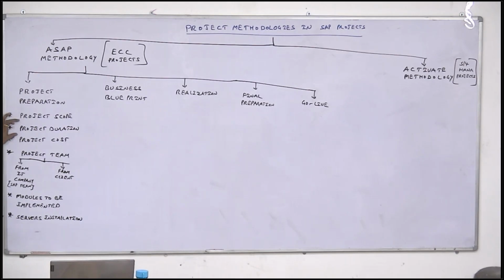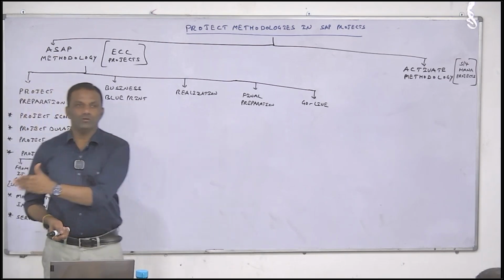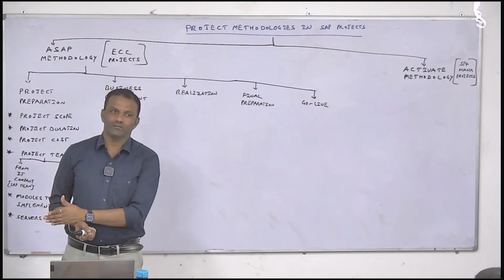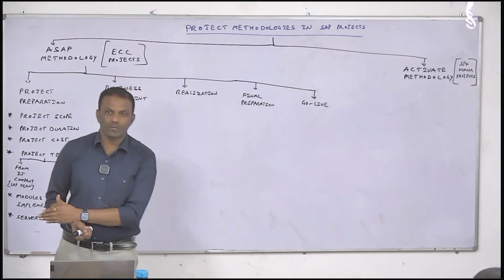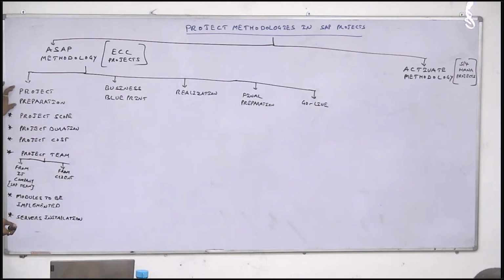Then, how many months will the project take? As I already told you, whether it is 6 months or 9 months or 1 year or 2 years, there should be some deadline. Right or wrong? So that project duration will be decided. Then how much the client will pay to the IT company for this project implementation. Hope you got it. This will also be decided in project preparation. Then project review, then modules to be implemented, then services. These are the minimum important points you should remember. In which phase? Project preparation. Then what is the next one?